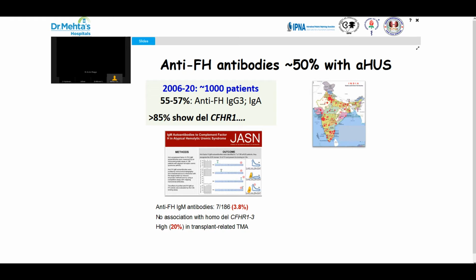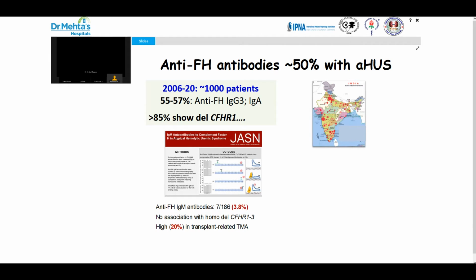And interestingly, 85% of patients who have antifactor H autoantibodies have a deletion of the CFHR1 gene. There was a slide that I had, but probably I won't be able to show that now. But the CFHR1 gene is in the RCA cluster, the regulators of complement activation cluster, on the long arm of chromosome 1, close to CFH. And because of recombinations, you can have deletions of CFHR1, CFHR3, and the majority of patients, as is shown here, who have antifactor H autoantibodies would show a deletion of CFHR1. There is a recent paper in JASN that showed that IgM antibodies are also known to be there. About 4% of patients may show anti-IgM antibodies, although the ones with anti-IgM antibodies did not show the relationship to CFHR1 deletion.